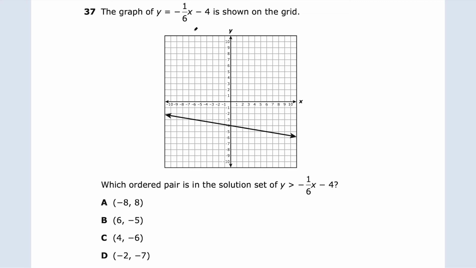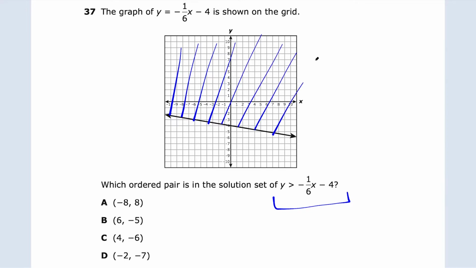So question 37, we have this line here, and we want to know which ordered pair is in the solution set of y is greater than -1/6 x minus 4. So greater than tells us to take this line here and to shade everything above. Now, a subtle detail that we also have to consider here is the fact that this is not greater than or equal to. This is just greater than.